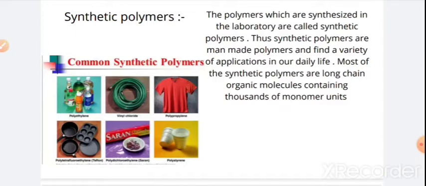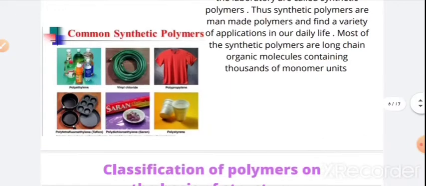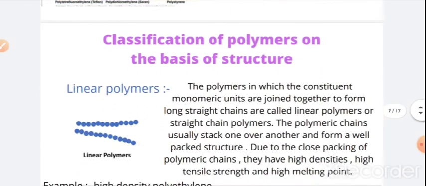Nowadays, synthetic polymers are used in almost all walks of life. Modern society would look so different without them. Here are the examples of synthetic polymers. Polythene, as we described earlier, vinyl chloride, polypropylene, all these come under the examples of synthetic polymers. Now, we should move next.